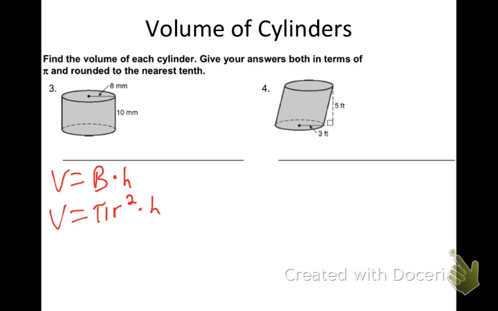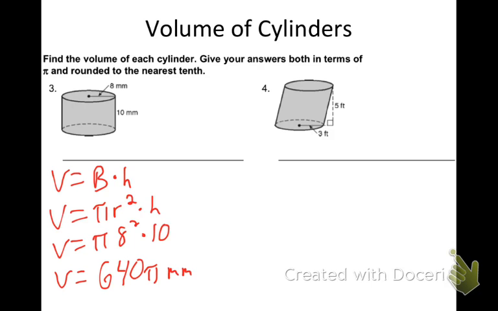Well, what's my radius here? What's my radius, Martina? 8, and then 8 squared times 10. Yeah, times 10. So 640 pi millimeters cubed. Nice job. That's exactly what it is.